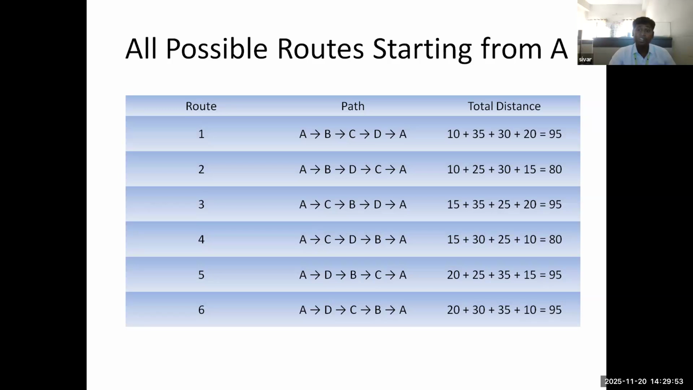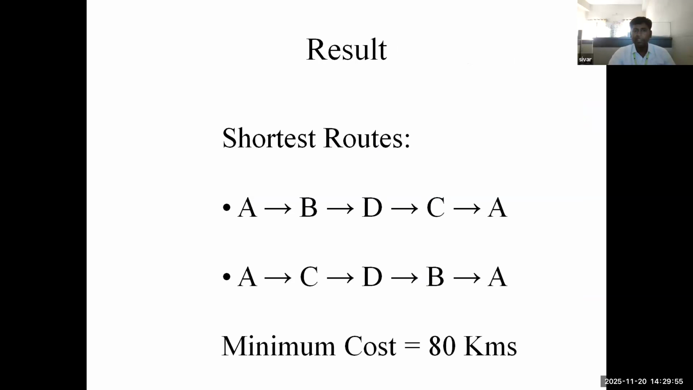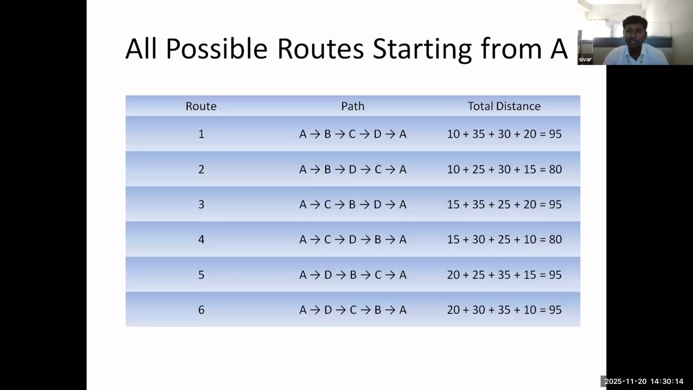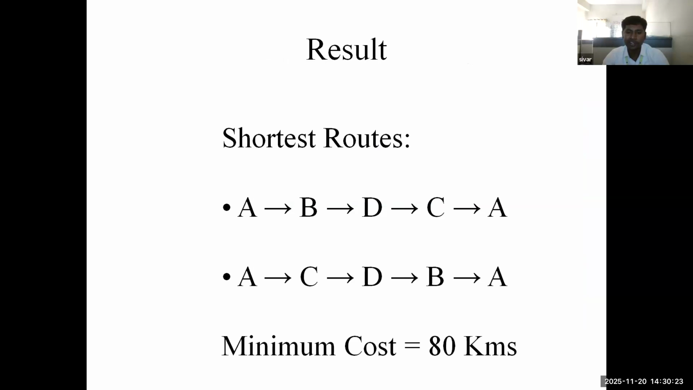Here the question is, what is the minimum distance? In that, there are two minimum distances, two routes of 80 kilometers. These are considered the shortest possible routes: A to B, B to D, D to C, and C to A. Similarly, A to C, C to D, D to B, and B to A. You can say simply that two possible routes are the shortest distance from the starting city A. So it is considered the minimum cost, 80 kilometers.